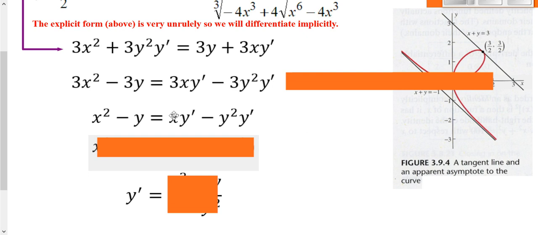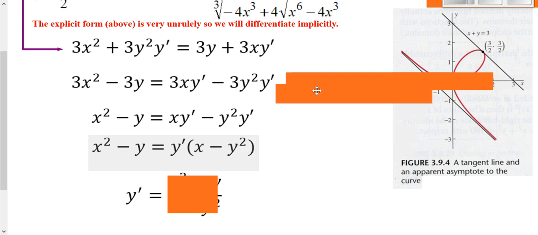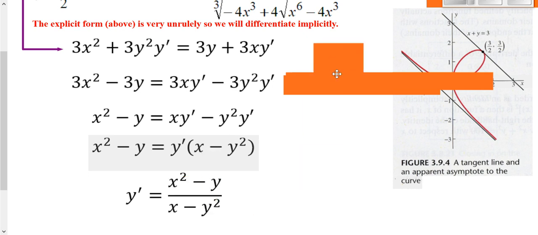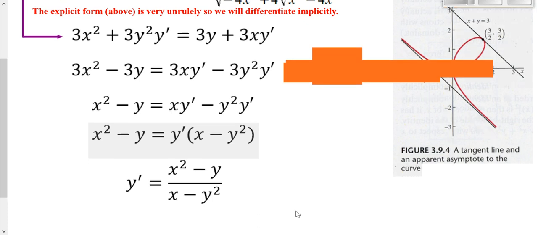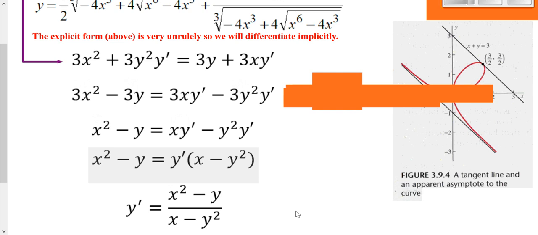Now I think on the right-hand side, I'm going to factor out a y prime. So do nothing over there on the left. The right-hand side, factor out my y prime. Now I just have y prime multiplied by something, so all I have to do is just divide by the parentheses, and hunky-dory, I'm done. That's my derivative.